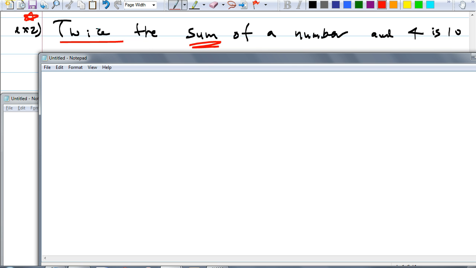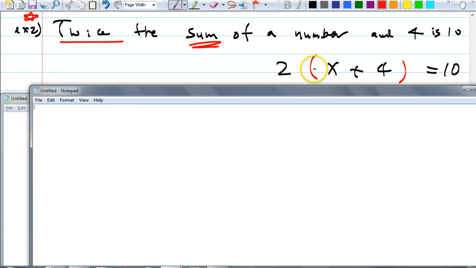The sum of this will be what? The number and 4. And what do we do to get the sum of the number and the 4? We add them together. And of course, what does "is" mean? Is means equal, so 10 is 10. So there you go. This is what they're talking about.